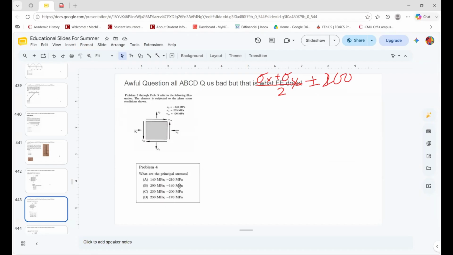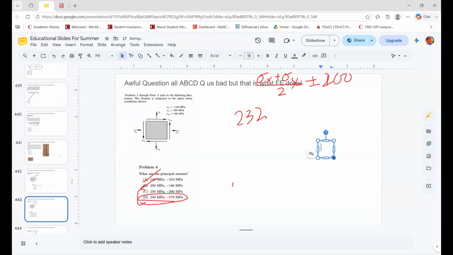So 140 is the x1, and then it's going to be plus 205 divided by 2. So let's do plus 200 first. That gave me 232. There's two of them. Gosh darn it, I should have done the other one. It looks like it's more diversity. All right, 127, which I'm assuming is this one. So I'm going to go with the answer that's closest, which is D.